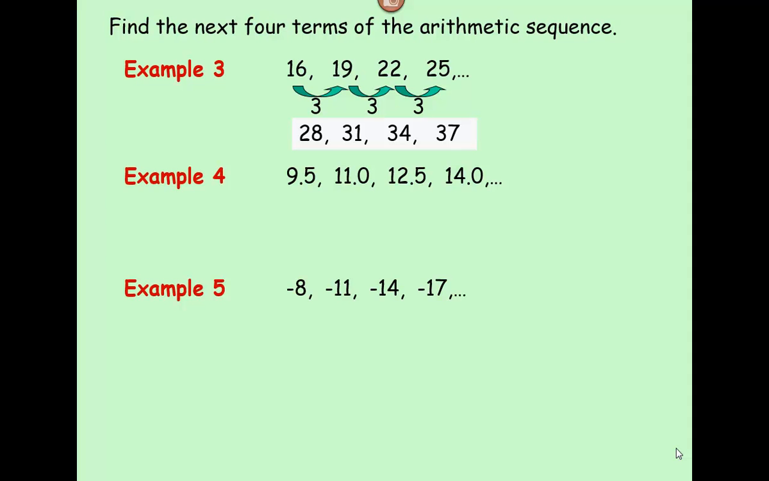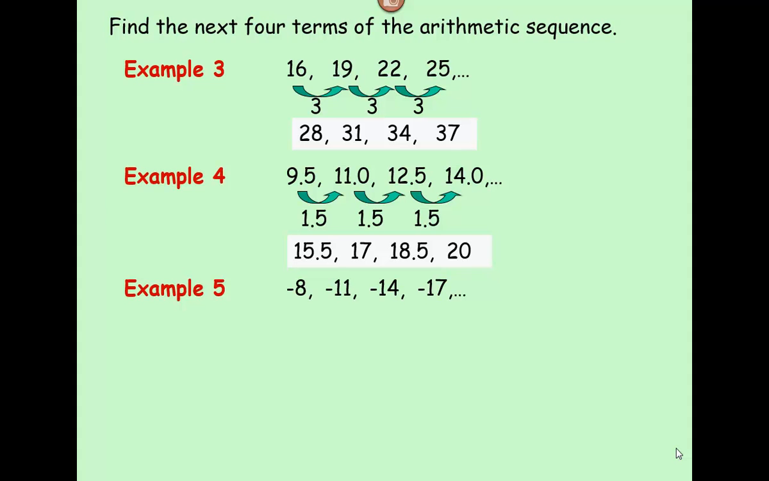In the next one, it might be a little harder to see, but if you do your addition or subtraction off to the side, you'll see that the common difference is 1.5. Doing the common difference 4 more times will give you these numbers: 15.5, 17, 18.5, and 20. In the last one, we can see that we're going down by 3. We continue that same pattern to get negative 20, negative 23, negative 26, and negative 29.